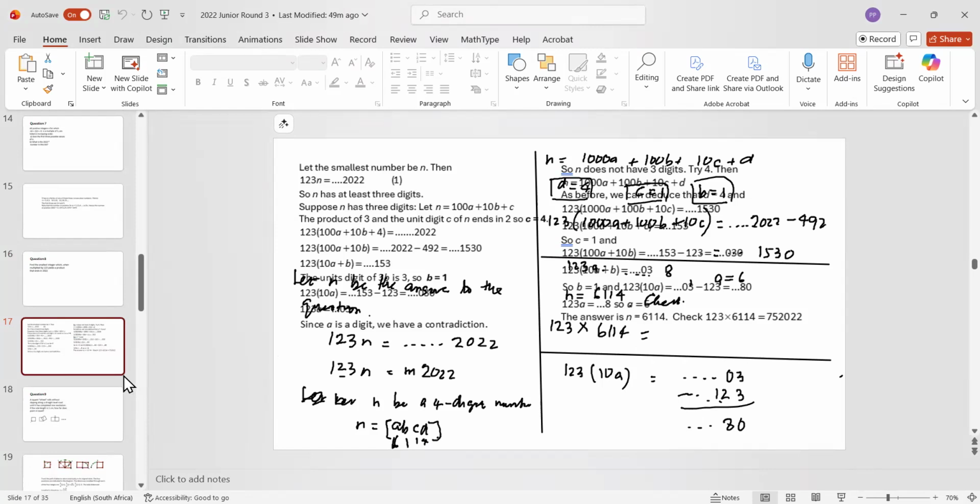That we had. I'm not rubbing out. Oh, there it is. It's hidden inside here. There it is: 123 times 6114 is 752022. See, so it works. And this is the smallest number which will end with that.